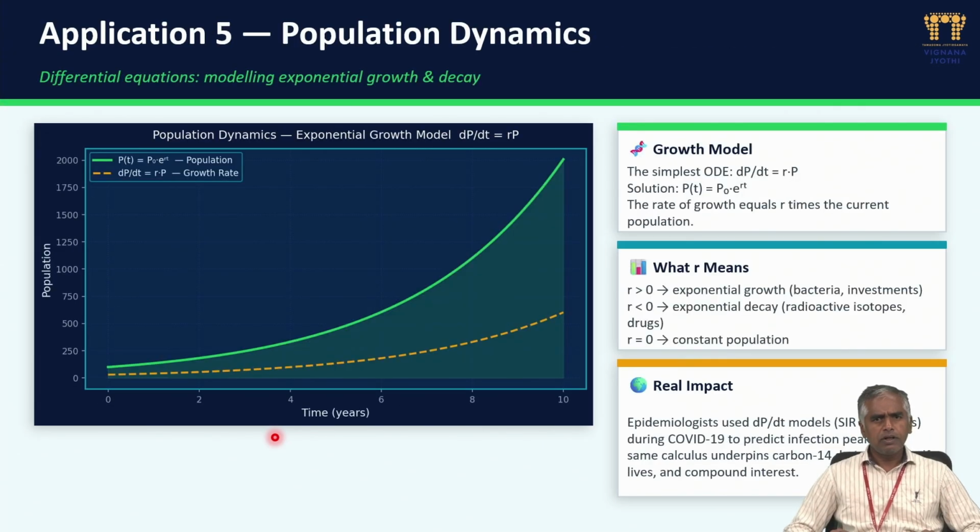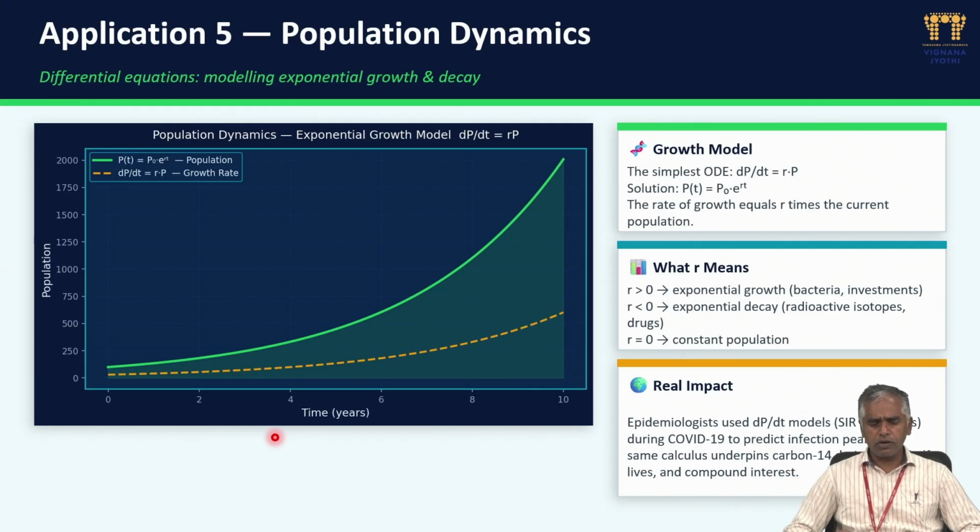Next, fifth application, population dynamics. So day to day, the population is increasing throughout the world. So how it increases and what is the concept of differentiation and integration involved in the population dynamics, that I am going to explain.